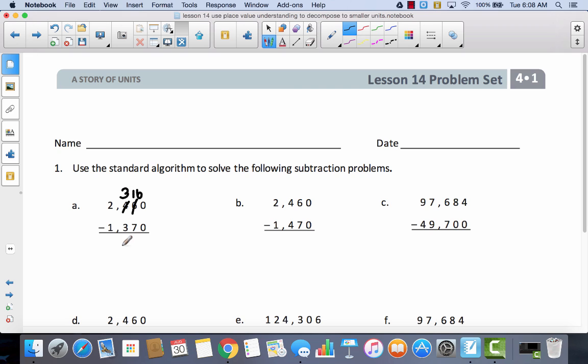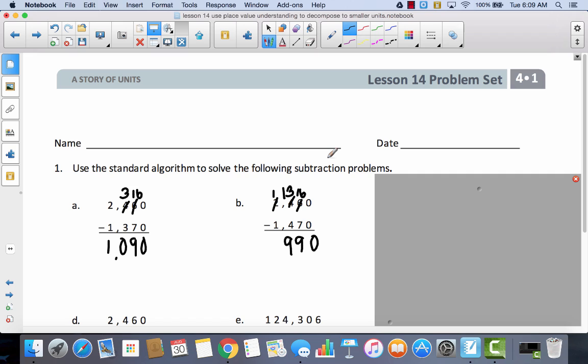Now I'm ready to subtract in the hundreds place, and I'm ready to subtract in the thousands place. So then I'm just going to subtract. So I have 0, 9, 0, and 1. 1,090. I'd like for you to try to do B and C all by yourself, and then let's come back and check.